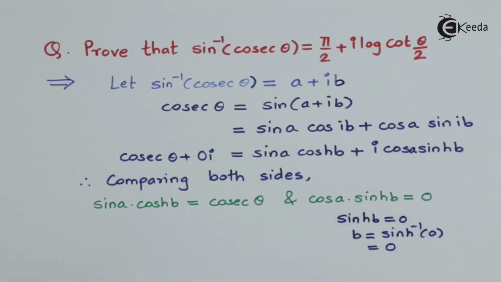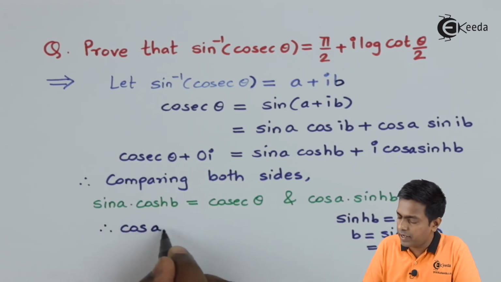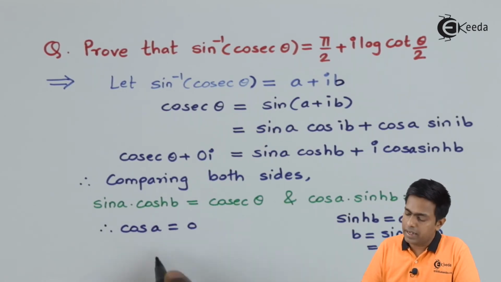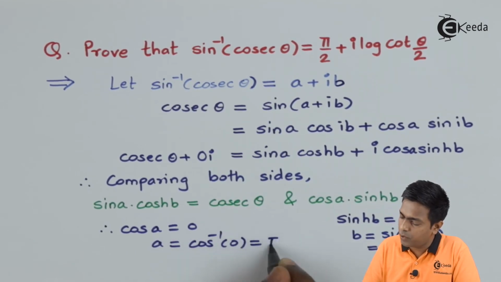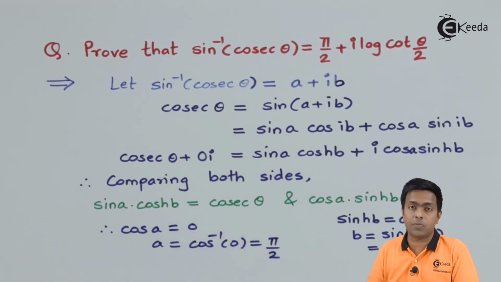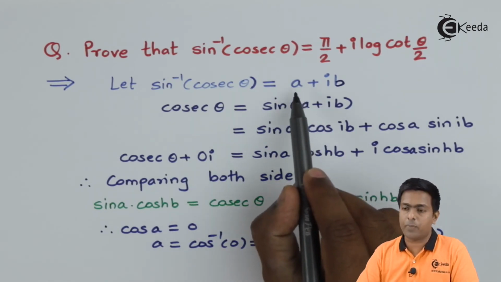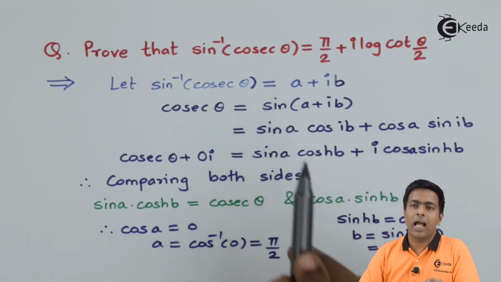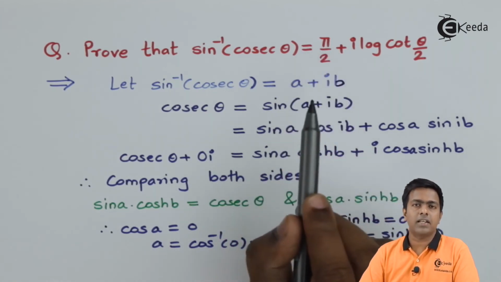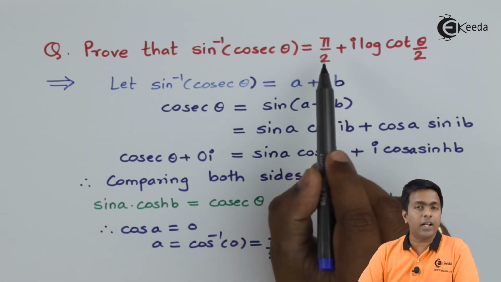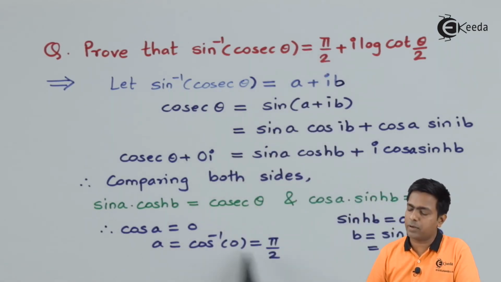So it means cos of A has to be 0, because only then will you get the multiplication as 0. So therefore I will say the value of cos of A is 0, and therefore A is equal to cos inverse of 0, which is pi upon 2. We got the value of A as pi upon 2, which means the real part is pi upon 2. And guys, that's what is expected. In the question it is asked to prove that the real part is pi by 2, and here we got the real part as pi by 2.